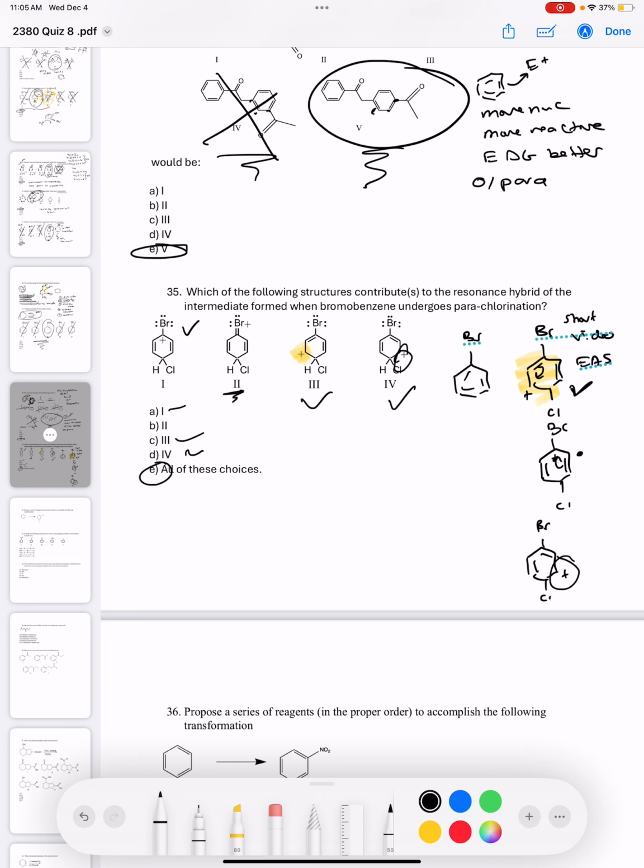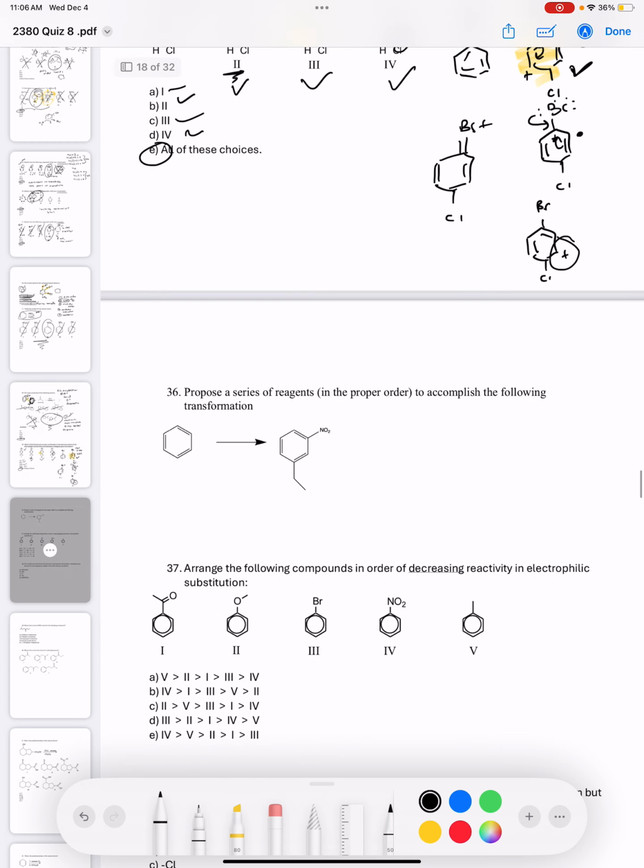But I didn't draw this one. Sometimes I forget to do this one. There is a resonance structure from this one where this goes down and fills in that positive charge, and you get the Br being positive. And I just missed it. So seeing that made me realize, oh, yep, that one's there too. I just didn't think of it. But I would have been able to get to the right answer even without remembering that one for sure.